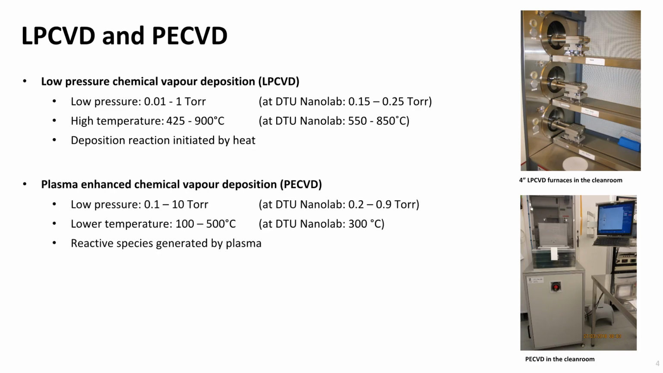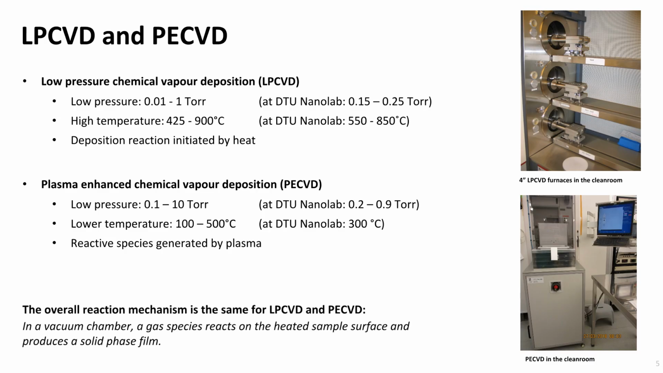Plasma-enhanced chemical vapor deposition is another variation of CVD. Depositions are done in a process chamber at low pressures. Process temperatures are considerably lower than for LPCVD, between 200 and 400 degrees. In plasma-enhanced CVD, plasma is used to provide the energy for generating the reactive species. Regardless of the CVD type, the overall reaction mechanism is the same. In a vacuum chamber, gas species react on a heated sample surface and produce a solid phase film.